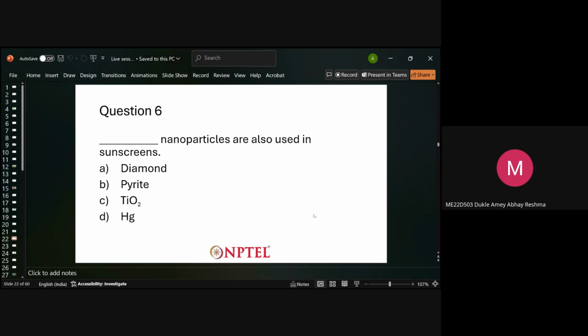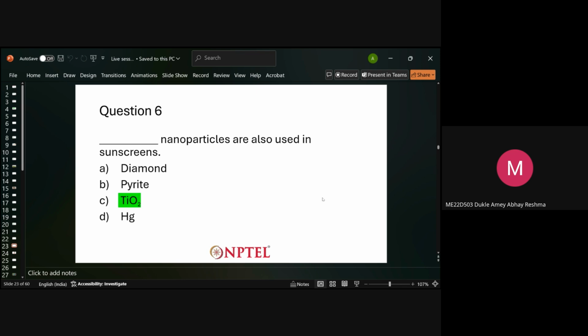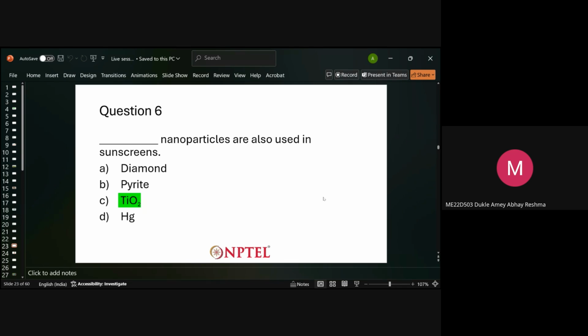Dash nanoparticles are used in sunscreens: diamond, pyrite, titanium dioxide, and mercury. Yes, we are getting a lot of people saying C, and the answer is yes, C, TiO2, titanium dioxide.